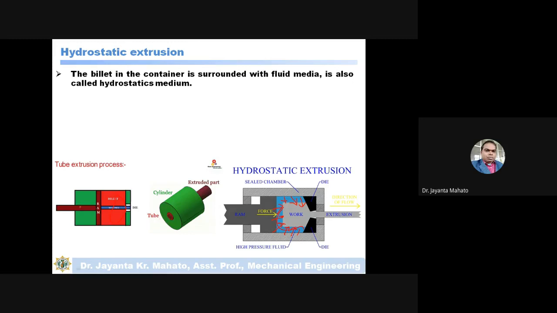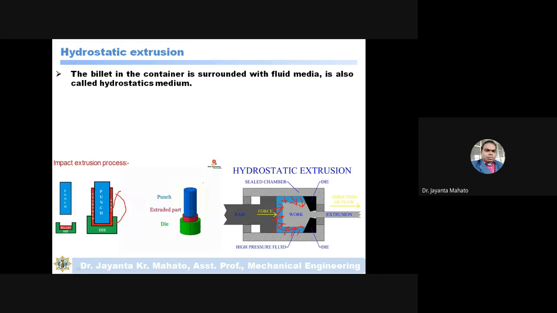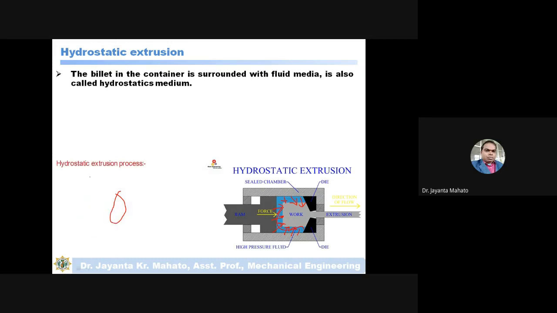It means you are not applying the direct force to the material through the ram. You are applying the force via this fluid medium. Okay, understand? So just to see this animated view, this is the ram, and in the middle portion, this is the liquid medium. In between the ram and billet, there is liquid medium, and the pressure is applied via this liquid medium, so there is a chance of equal pressure distribution.